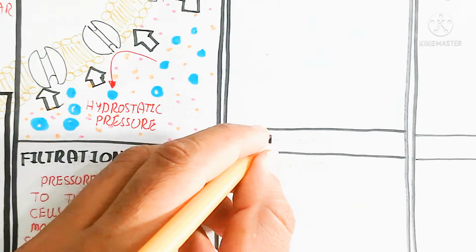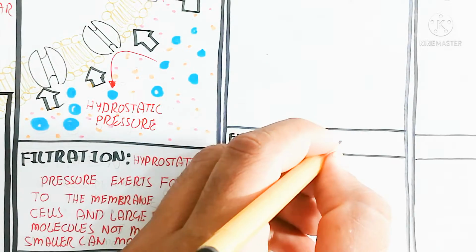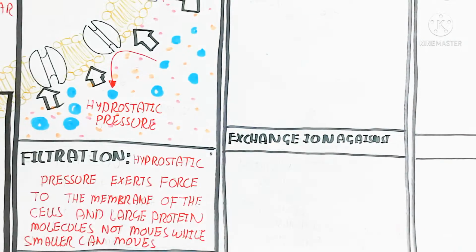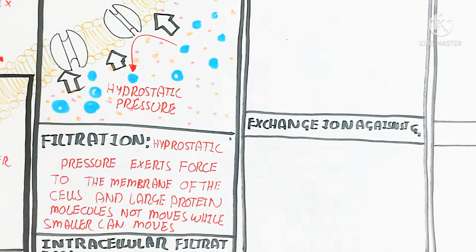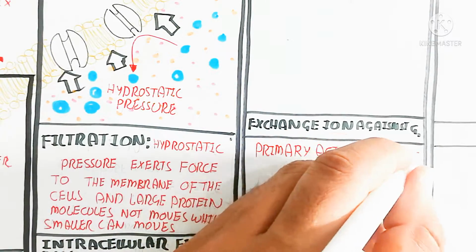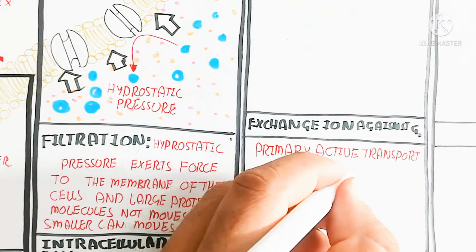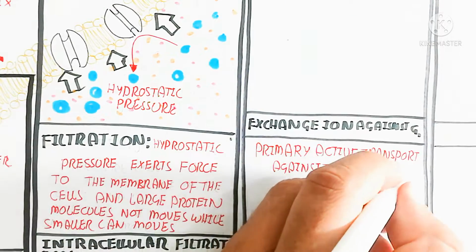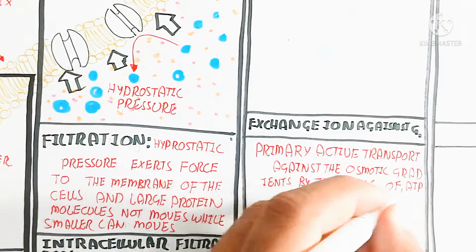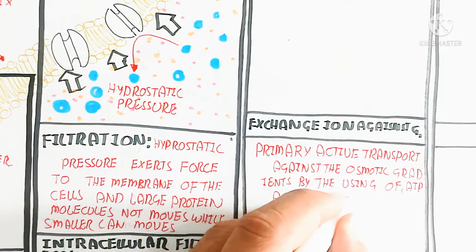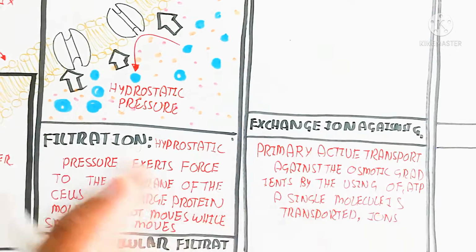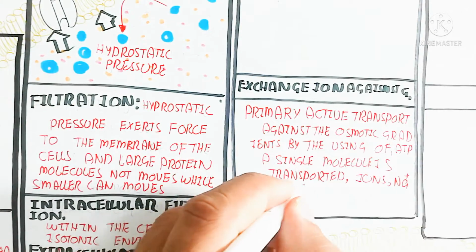Let's begin to understand the exchange of ions against the osmotic gradient, that is known as active transport. So I am recapping again the active transport and passive transport. First of all we should discuss the primary active transport against the osmotic gradients. By using ATP, a single molecule is transported. Ions, sodium, potassium, calcium are transported across the cell membrane via the semi-permeable membrane, but against the osmotic gradient.